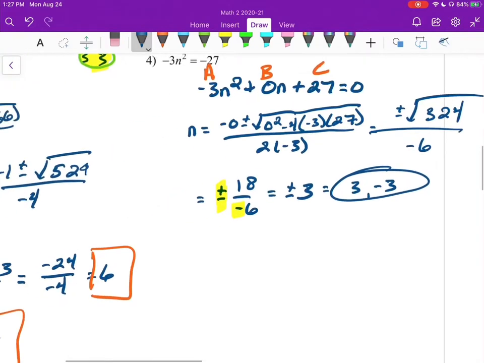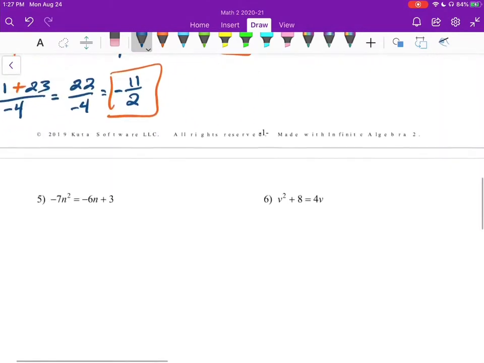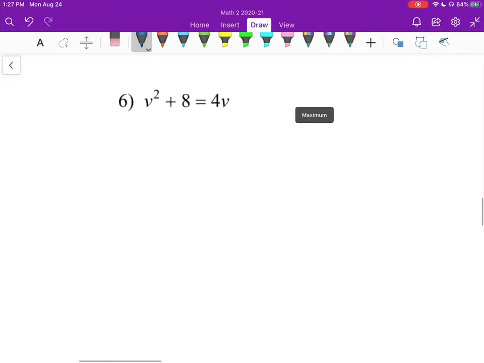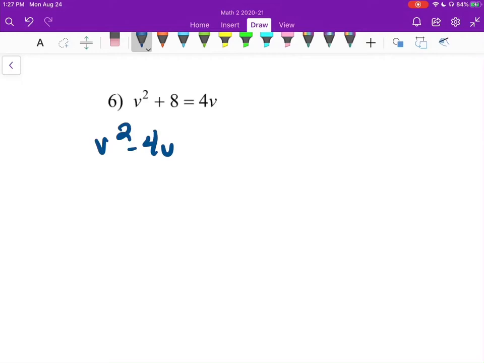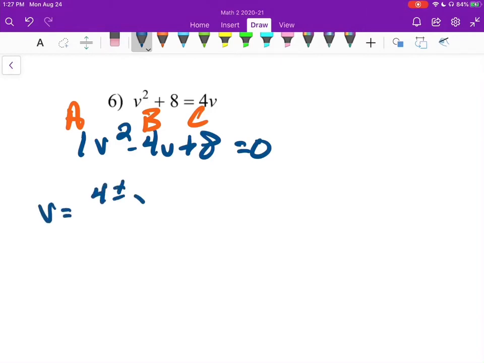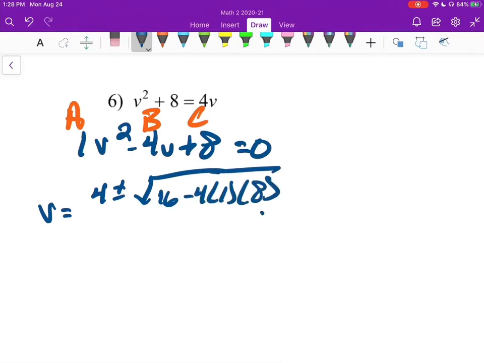All right, I want to jump down to number 6. You guys can work on number 5. But number 6, I've got v squared minus 4v plus 8 equals 0. So my a is 1, my b is negative 4, and my c is 8. So I have v equals 4 plus or minus the square root of 16 minus 4 times 1 times 8 all over 2 times 1.